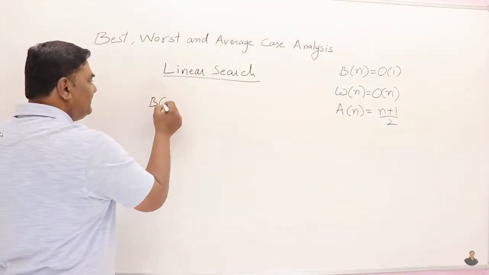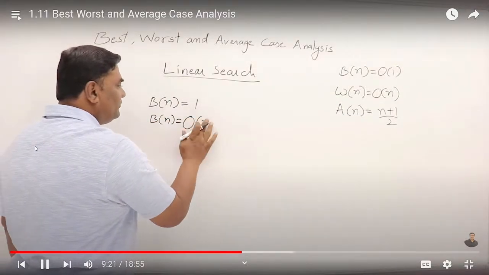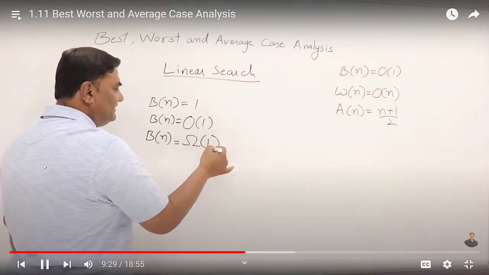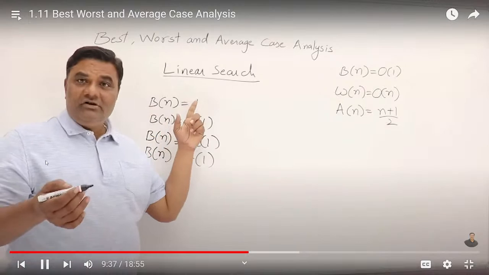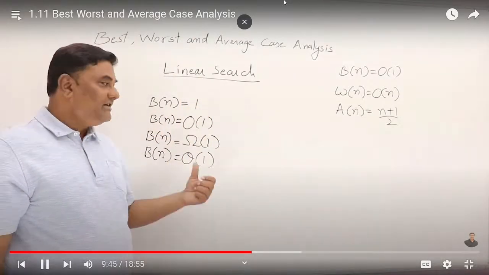I have best case time as 1. Can I write this as best case is big O of n? Big O of 1? Yes, I can write big O of 1. Can I write it as omega of 1? Yes. Can I write it as theta of 1? Yes. What is the function? The function is the constant one. So when you have a constant function, it belongs to the constant class. When it directly belongs to the constant class, I can use theta of 1.